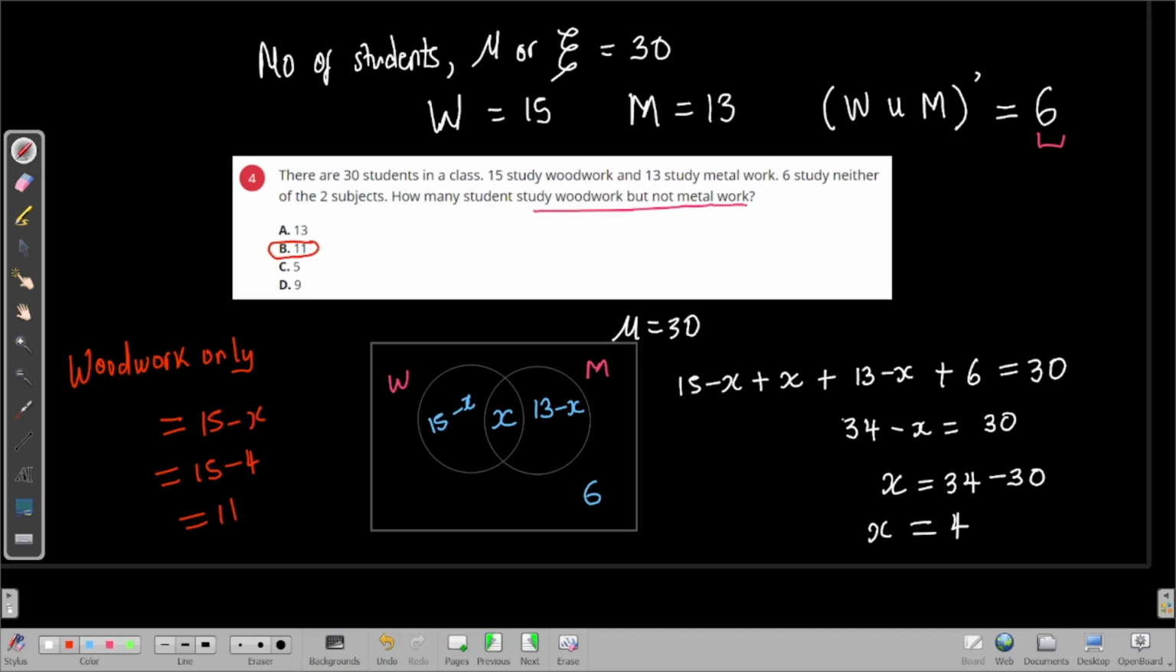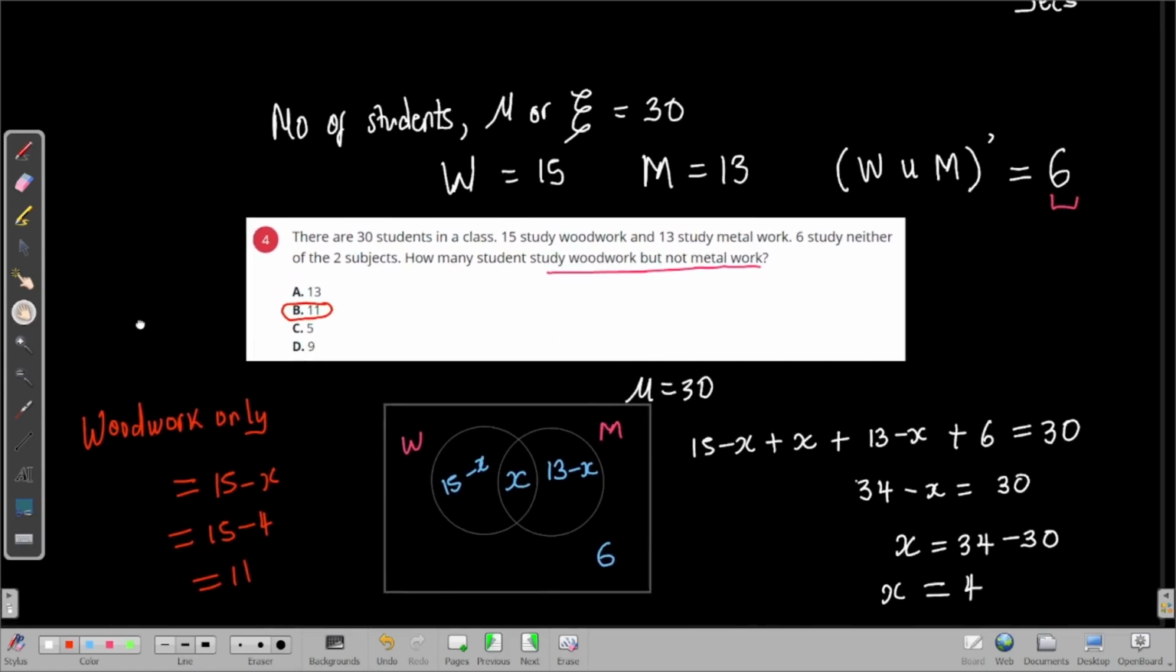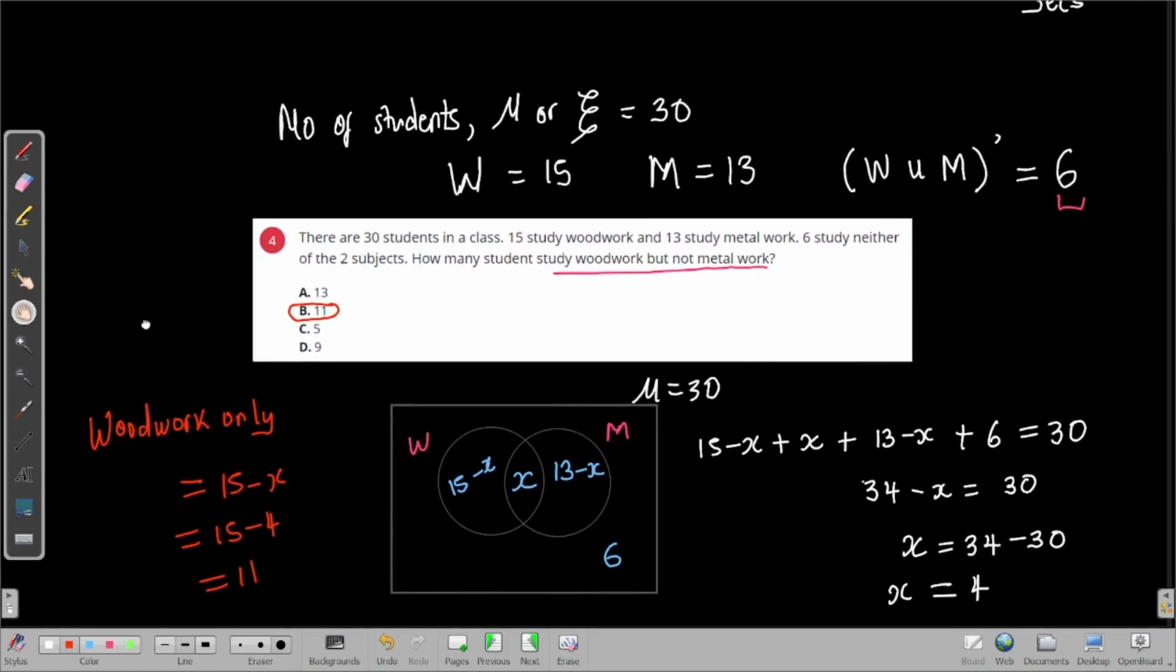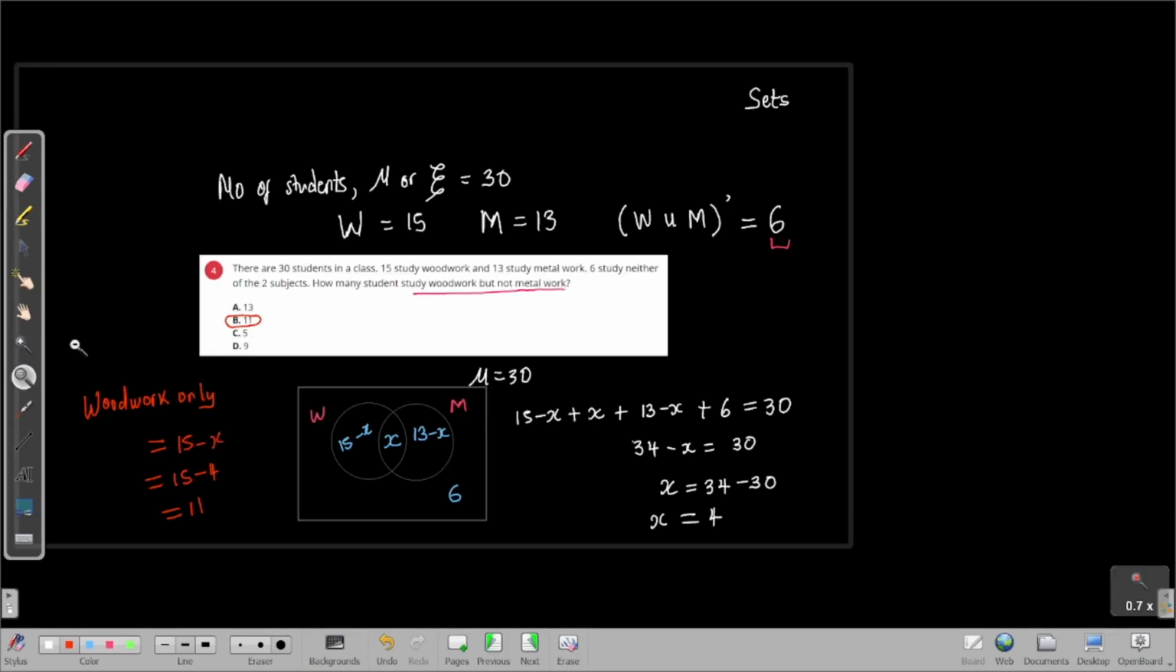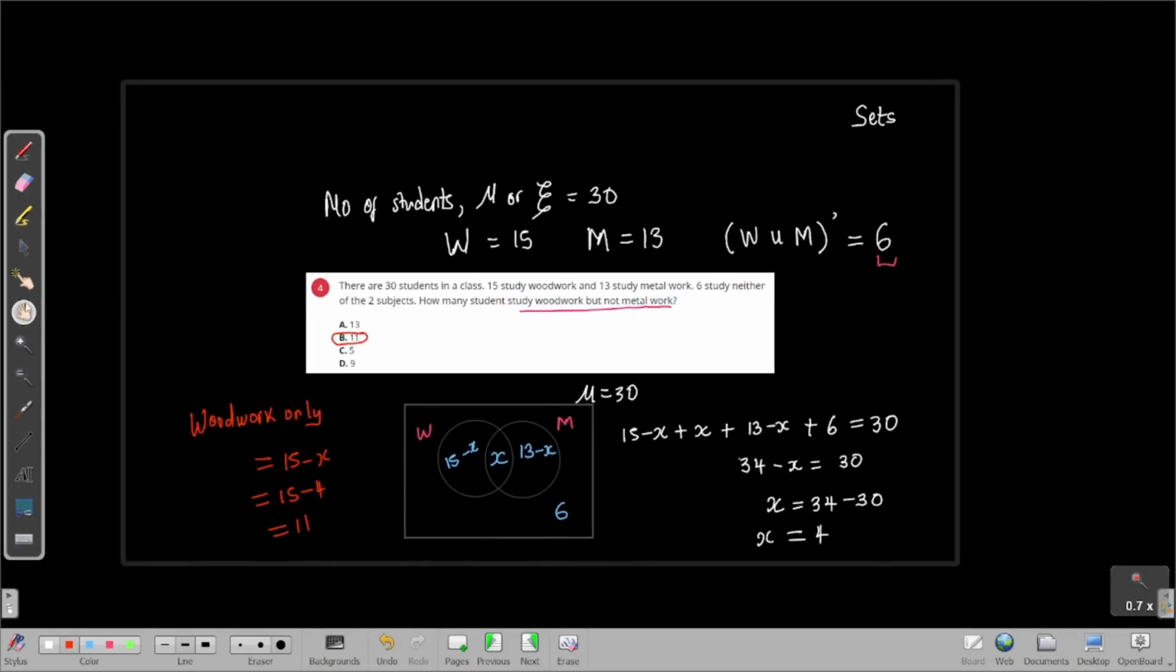So this is actually an easy question on sets. Sets can be quite tricky. The key is just to keep practicing questions. The more you practice, the better you get at solving.